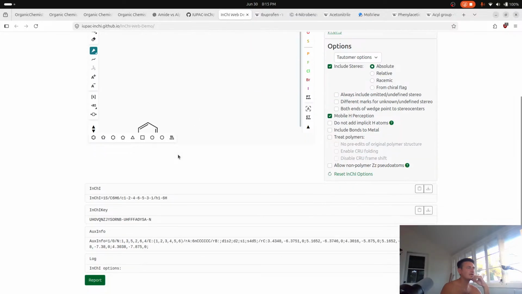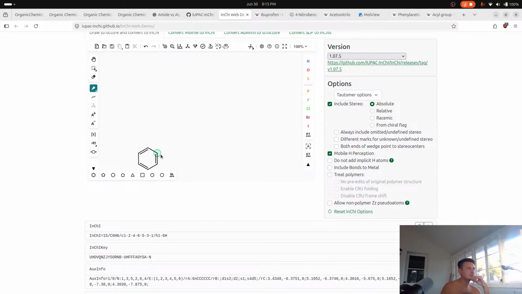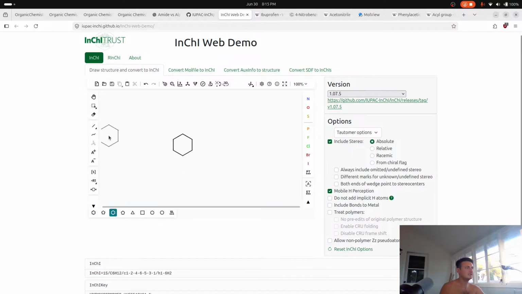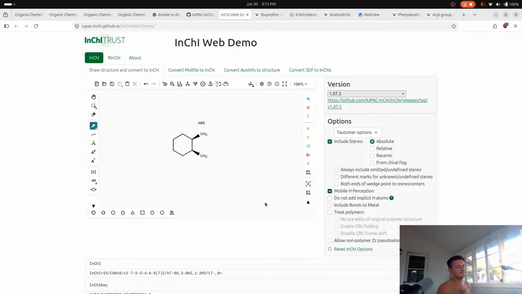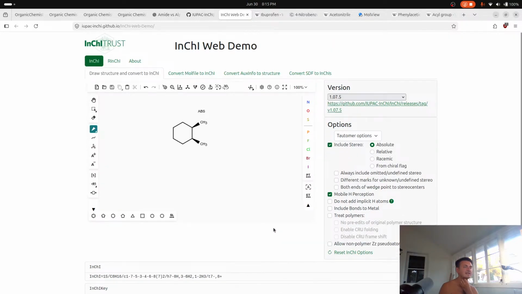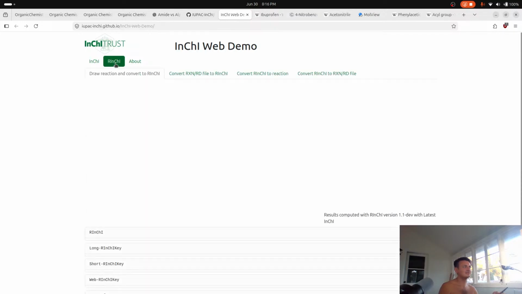Wait, but so how do I? Okay, here. So I have a wedge. But I don't want that. I want a cyclohexane. Let's undo this. So I want a cyclohexane, and then I want a trans. Let's just do cis for the simplicity of this. All right, so this is cis-1,2-dimethylcyclohexane. It's interesting though, presumably they had the conversation, how do we, wait, what is R and S?